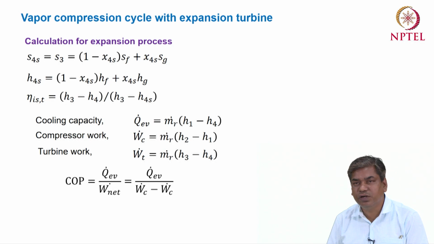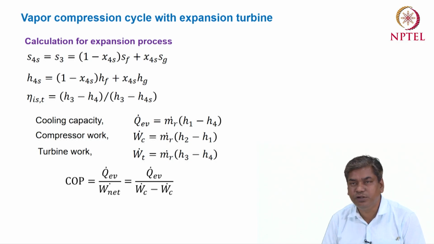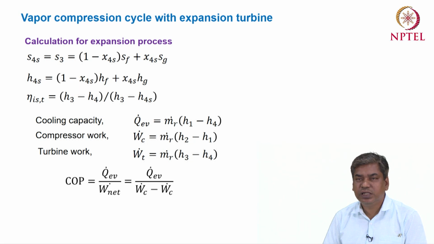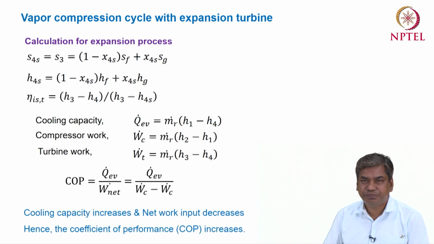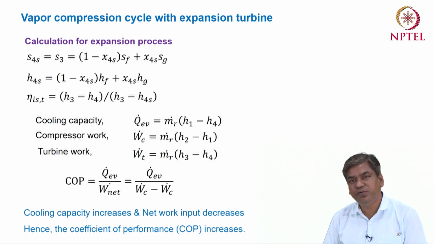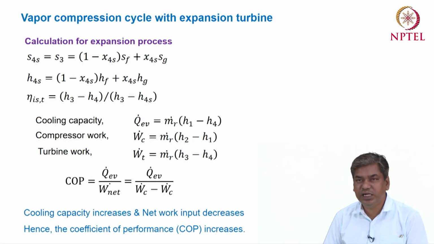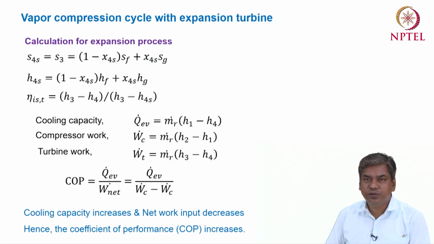So, please make one correction: the W dot C, and the second term W dot T, turbine work. So, the compressor W_C minus W_T will give the net work input needed for the system. So, the COP will be improved, that means the numerator will increase and the denominator will decrease. So, the COP of the system will increase significantly by using the expansion turbine. So, this conclusion we can make: the cooling capacity increases, the net work input decreases, so the COP of the system increases.